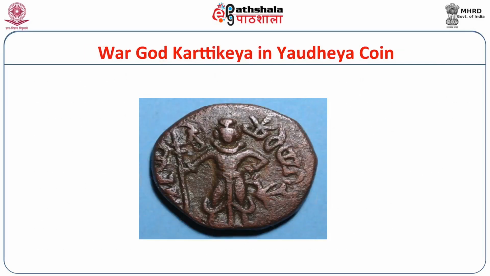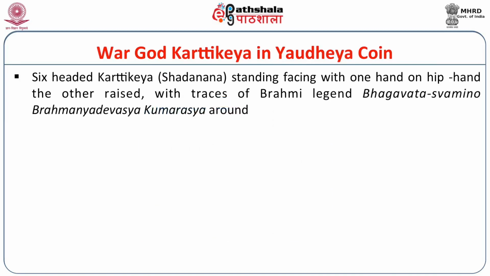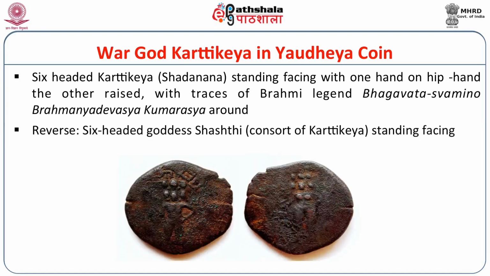You can see here in the Yodhya coin the representation of the war god Kartikeya, where he is wearing his scepter and the cock is beneath there. Then we have another representation, that is the 6-headed Kartikeya, Shadanana, standing facing with one hand on hip, the other raised, with traces of Brahmi legend, Bhagavata Swamina Brahmanya Devasya Kumarasya, which is written around in a very dilapidated state. And on the reverse we had 6-headed goddess Shashthi, that is the consort of Kartikeya, standing facing.